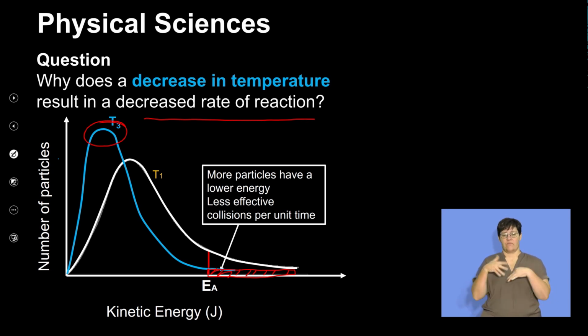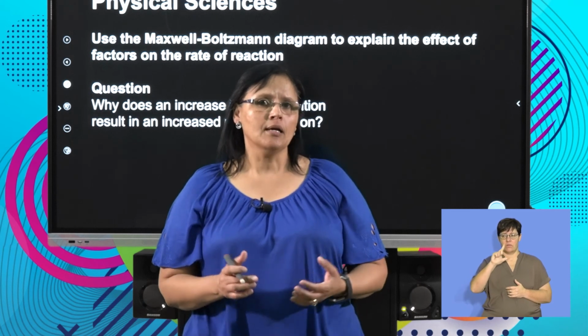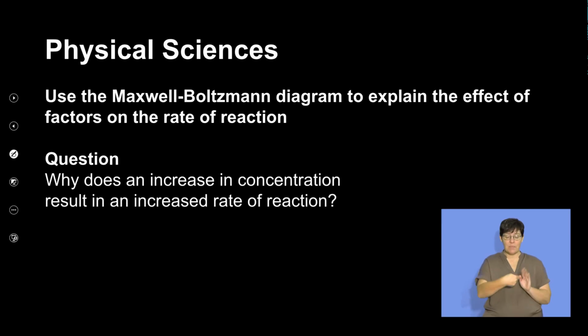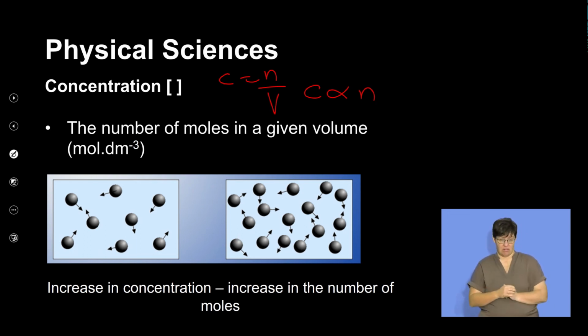We're going to move on to the next factor that we can explain in terms of Maxwell-Boltzmann as well as the collision theory. Remember, your Maxwell-Boltzmann distribution graph is all about the kinetic energy of the particles. When we look at why an increase in the concentration results in an increased rate of reaction, firstly, I want to remind you that when we have an increase in concentration, according to C = n/V, I said to you the last time that the concentration is directly proportional to the number of moles. So the concentration is your number of moles in a given volume.